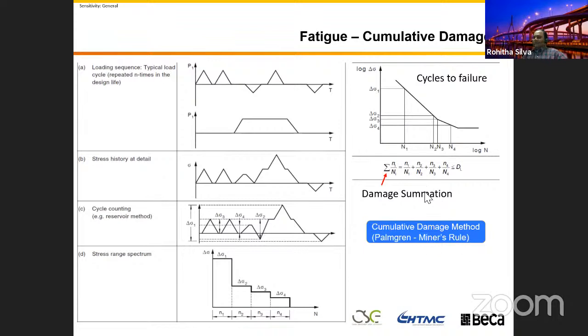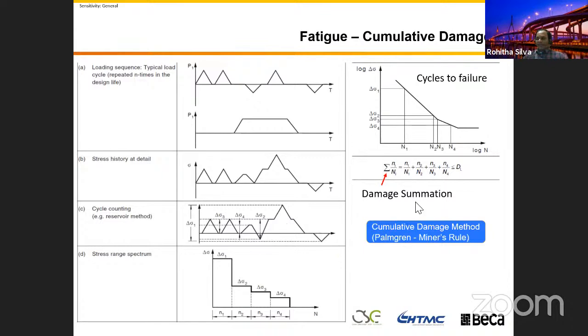So in your Miner's rule, you get the percentage, N1 over the number of cycles to failure at that strength. Those ratios, if you add them together, and the summation is less than 1 or 100%, your structure is still safe. I can give you the classic example. This is something like we design bridges for the lighter load, and we let the bridges be subjected to heavy load. Over a period of time it is subjected to different kinds of stress levels. If you want to check the condition of your bridge against fatigue, you can use this principle.